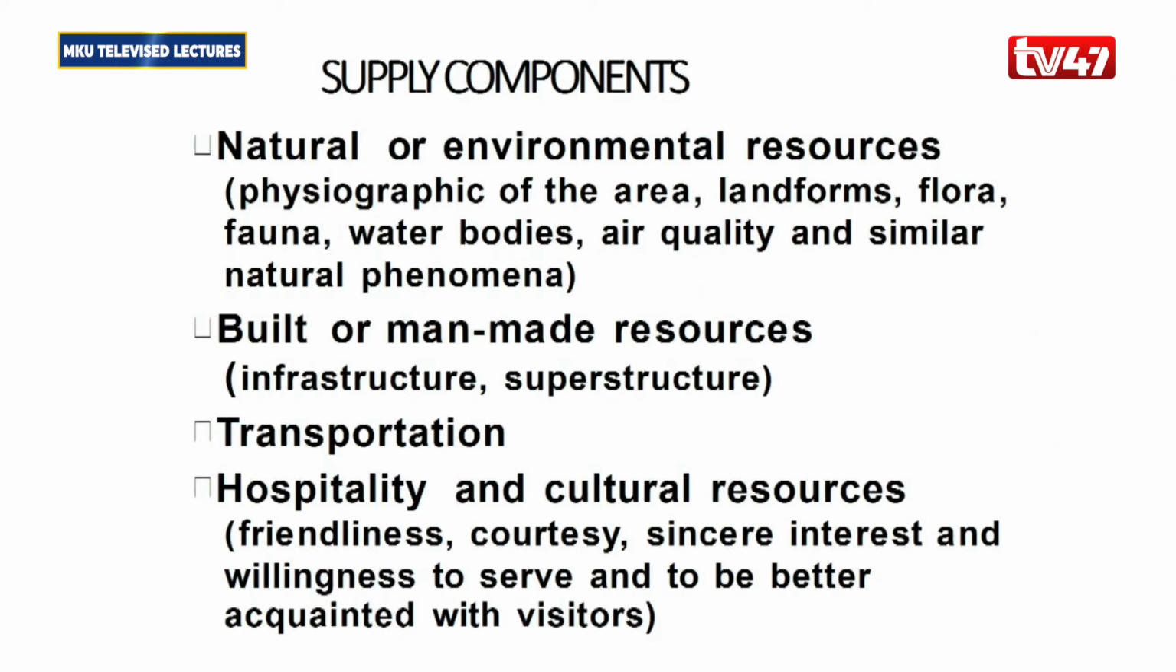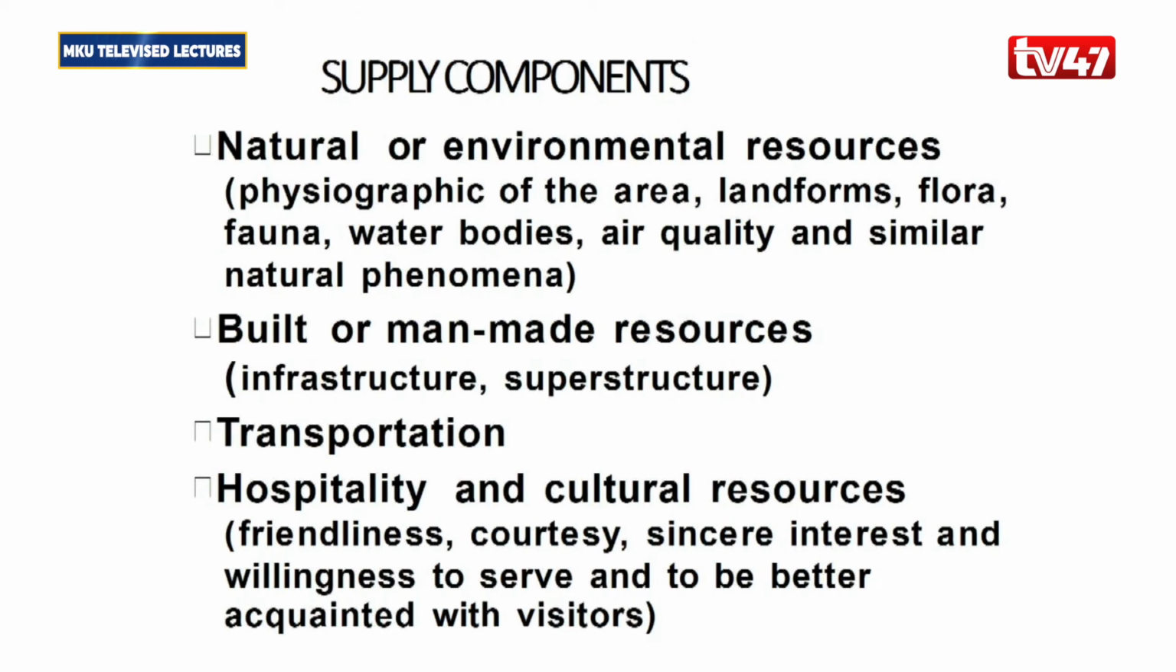So within these supply components, we talk about the natural or environmental resources coming in there, and the built or man-made resources. The natural resources, in this case, we are thinking about those which are naturally occurring within the destination. So there, the physiography of the area, the topography, the landforms, the flora and fauna, the water bodies, air quality, and many others that are naturally occurring in that place. In other words, the natural endowments or the comparative advantage that the destination enjoys.